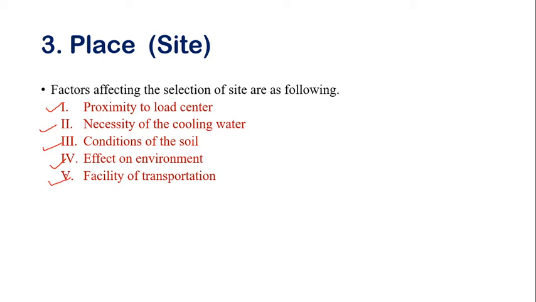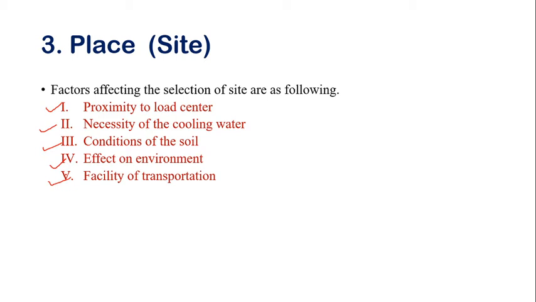Now first one, that is the proximity to the load center. It means the power station should be located near the load center. This reduces the cost of transmission and distribution. Now this condition cannot be fulfilled completely in hydropower station. This can be satisfied in nuclear and thermal power station to some extent, and it can be fulfilled fully in the case of diesel power station, because we can locate our diesel power station near to the load center, but that is not possible in the hydropower station.